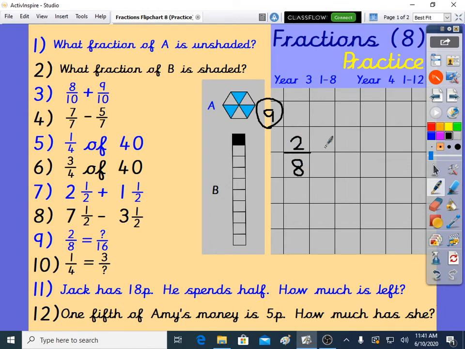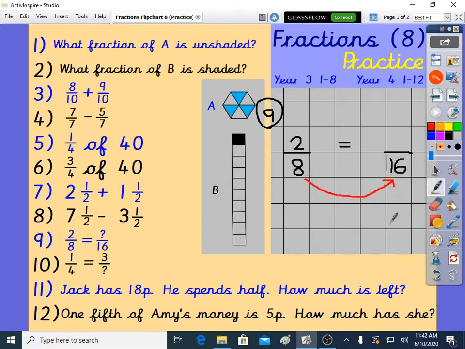2/8 equals a mystery number of sixteenths. So this is the mystery here. Don't know what goes here. Need to find out what goes there. So the top is a mystery to me because it has a mystery on it. But the bottoms, the denominators, they're there. What happens to 8 to get to 16?